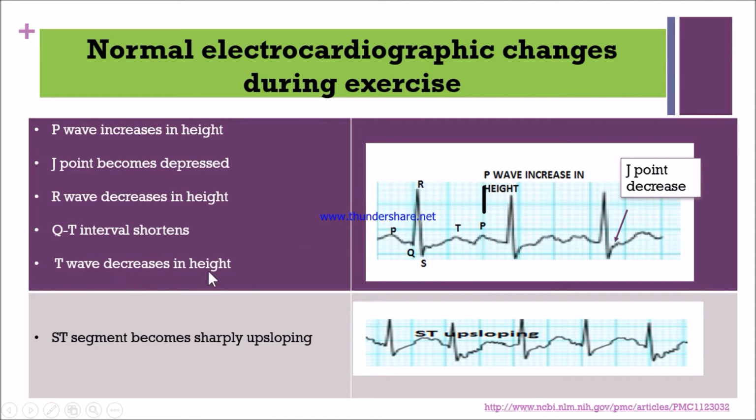The T wave decreases in height because ventricular repolarization is decreased when we are giving the exercise. The patient is having a decreased oxygen supply, that's why the T wave decreases in height. The ST segment becomes sharply upsloping because some ischemic changes will be there, and because of that it will be sharply upsloping in the first 3 minutes.